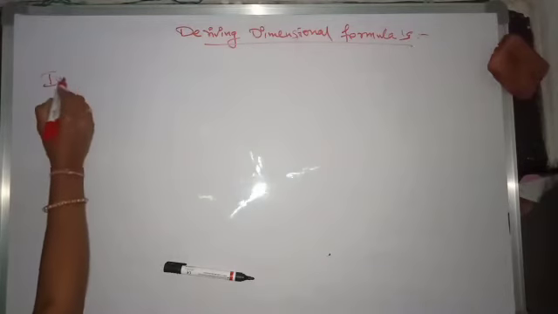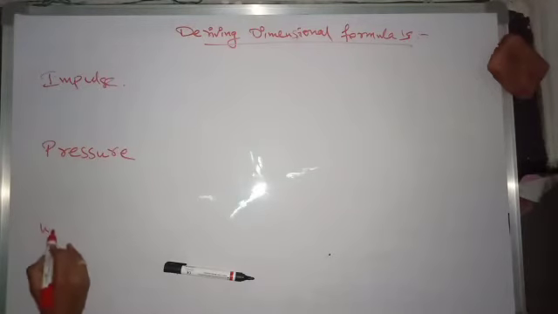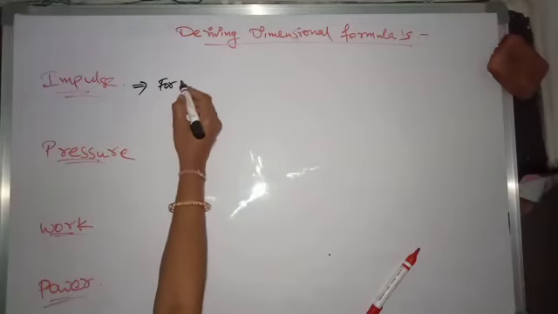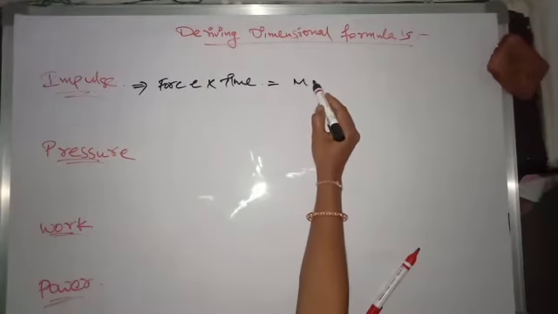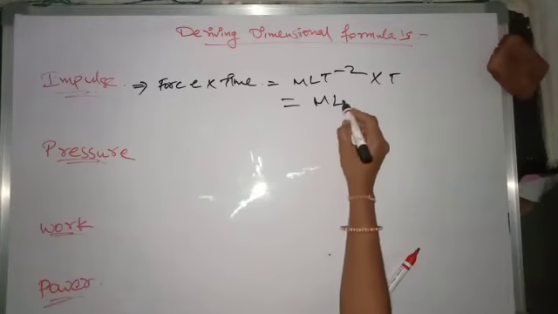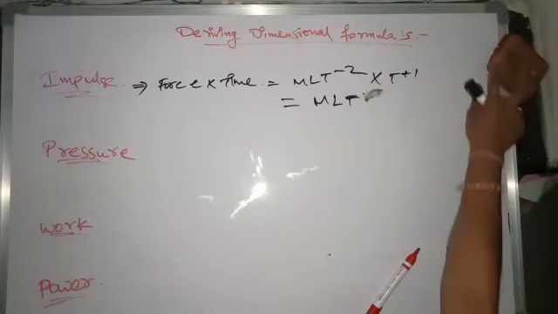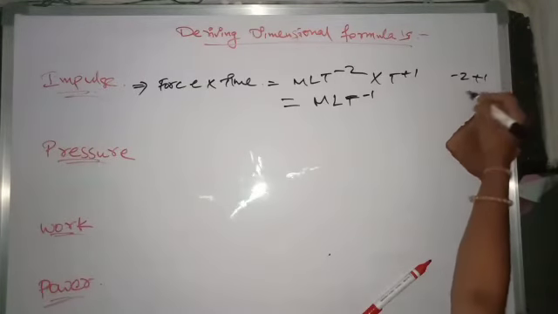Impulse. One more is impulse, and after that pressure, work and power. We will derive the dimensional formula for these physical quantities. You please try to solve. Okay. Impulse. What is impulse? Impulse is nothing but force into time t. What is force? We had derived just now, M into L into T power minus 2, and you are left with the time t. Now you just multiply this one, M into L into T power minus 2 into T power plus 1. Minus 2 plus 1 is minus 1. So M into L into T power minus 1.